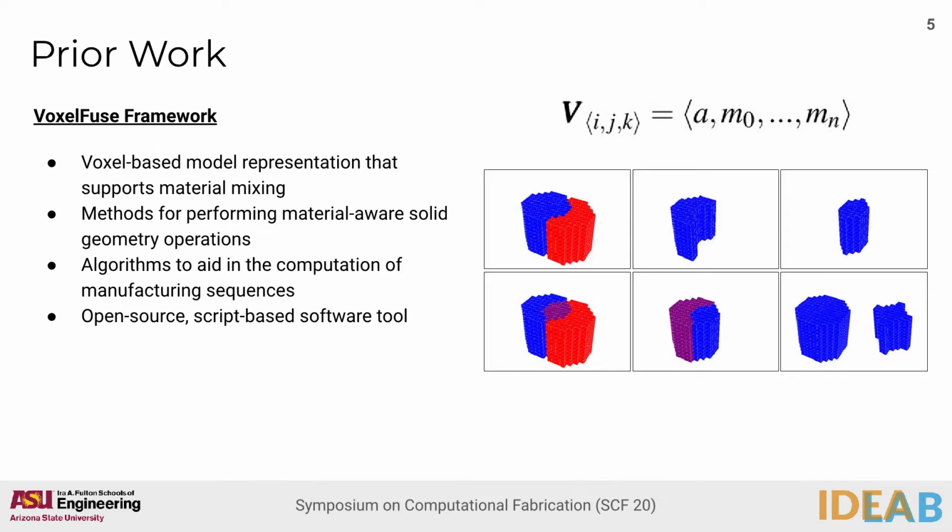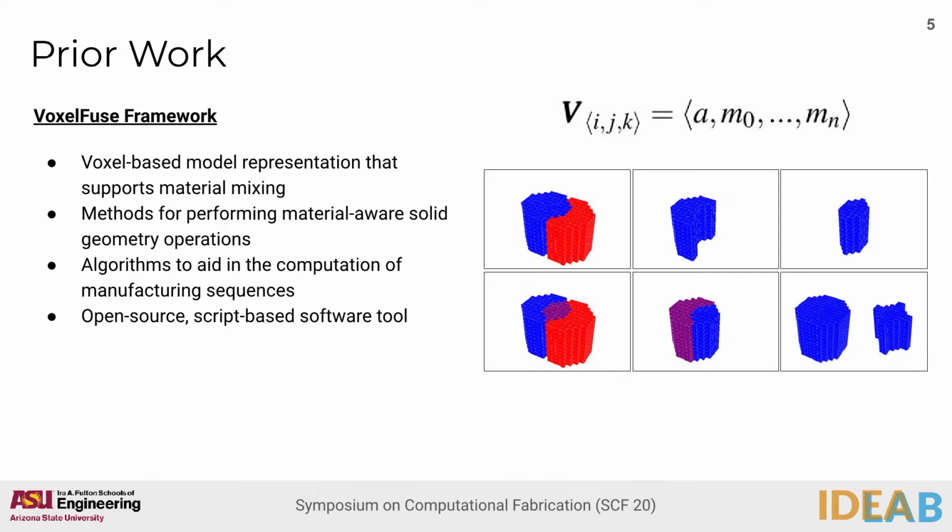In our prior work, we have introduced the Voxelfuse Framework, which is a framework for working with 3D models in a material-aware manner. It uses a voxel-based model representation that supports material mixing by storing the material data in multiple channels similar to how a color image is stored. It includes methods for performing material-aware solid geometry operations, such as Boolean operations, material-wise addition-subtraction, dilate and erode operations, and Gaussian blurring. Some examples of these are shown in the figure on the right.